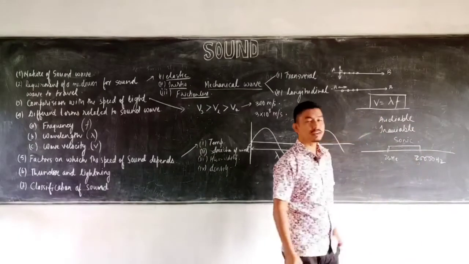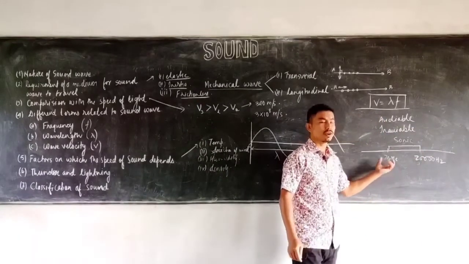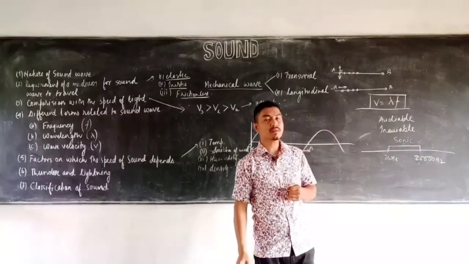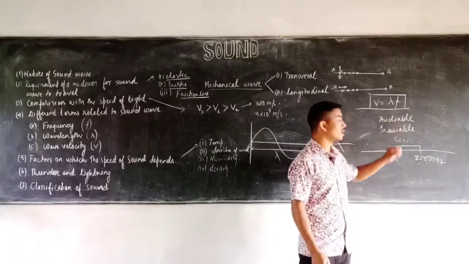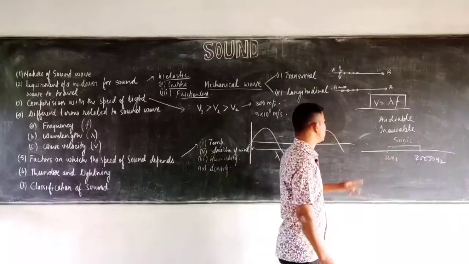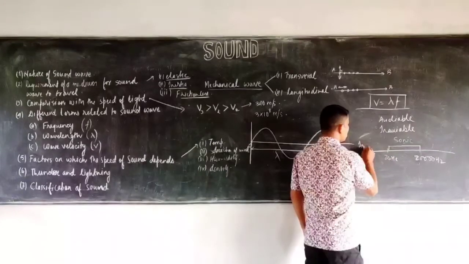Now if something vibrates less than 20 times, or if any sound wave has a frequency of less than 20 hertz, we are not able to hear a sound, and that sound is known as an inaudible sound. The sound whose frequency is less than 20 hertz is known as infrasonic sound.